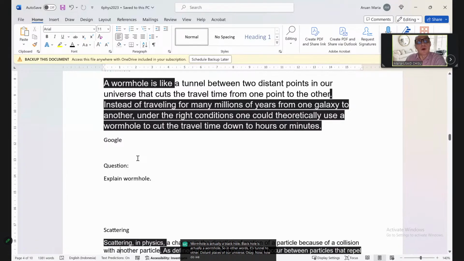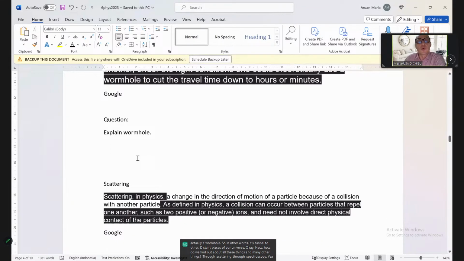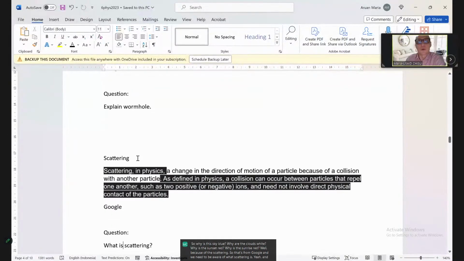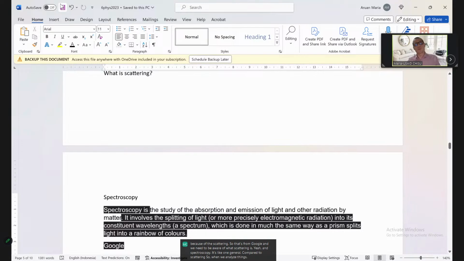Now, how do we find out about all these things and many other things? Through scattering, through spectroscopy. So why is the sky blue? Why are the clouds white? Why is the sunset red? Why is the sunrise red? Well, because of the scattering. That's from Google, and we need to be aware of what scattering is. Spectroscopy is more general compared to scattering. When we analyze things, usually we use spectroscopy, and in particular scattering, and we analyze the spectrum. So please be aware of spectroscopy.